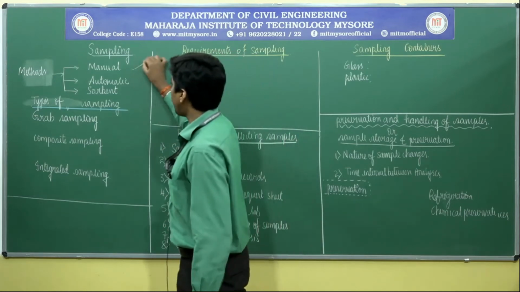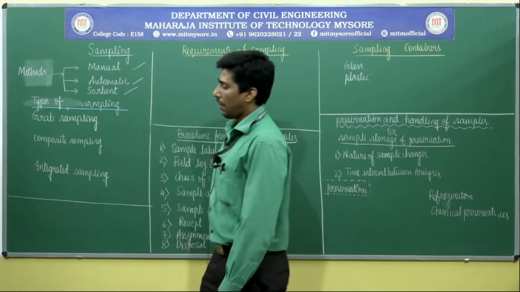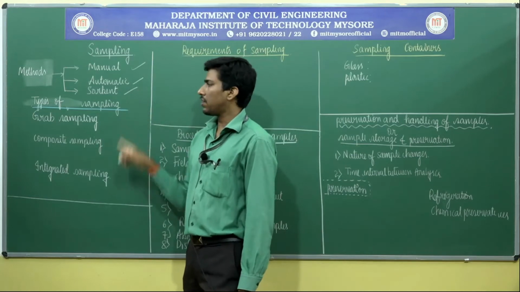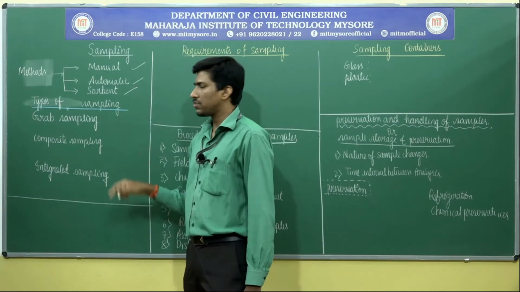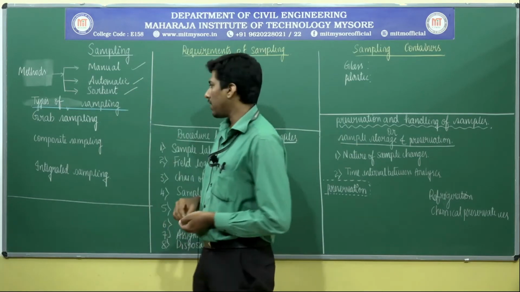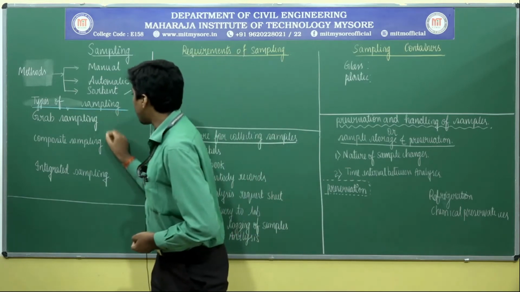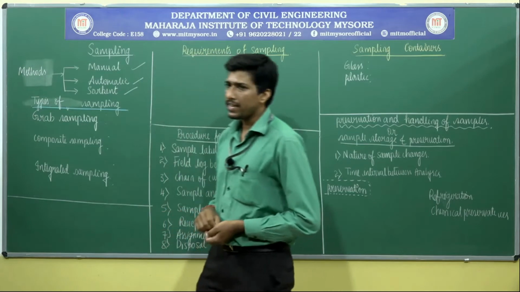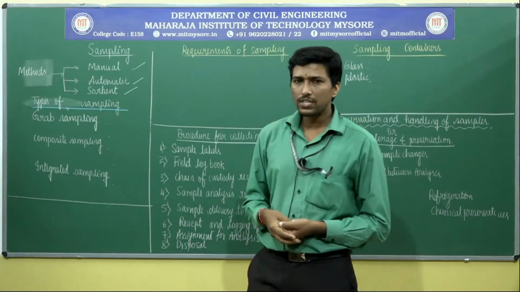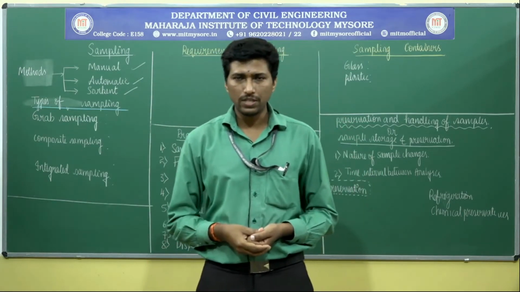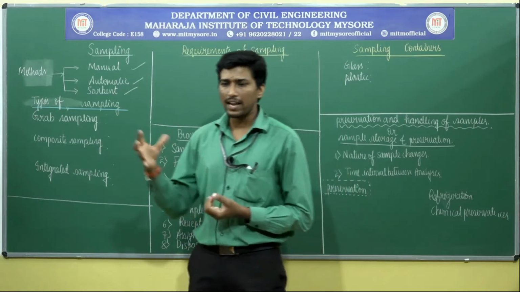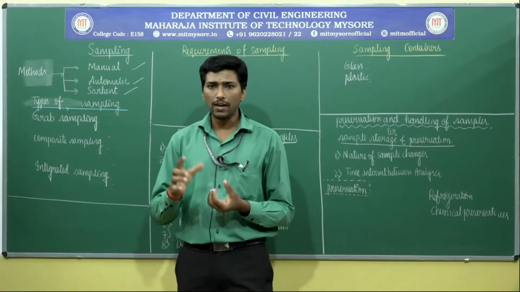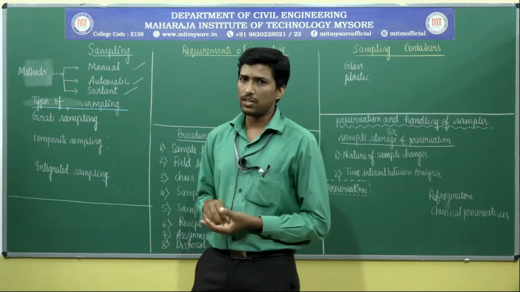Hope you people have understood the methods of sampling. Now, within this we can also go for the types of sampling. What are those types of sampling? Namely, we have grab sampling, composite sampling as well as integrated sampling. What does the term grab sampling refer to? The term grab sampling refers to the collection of samples at one particular period of time only.